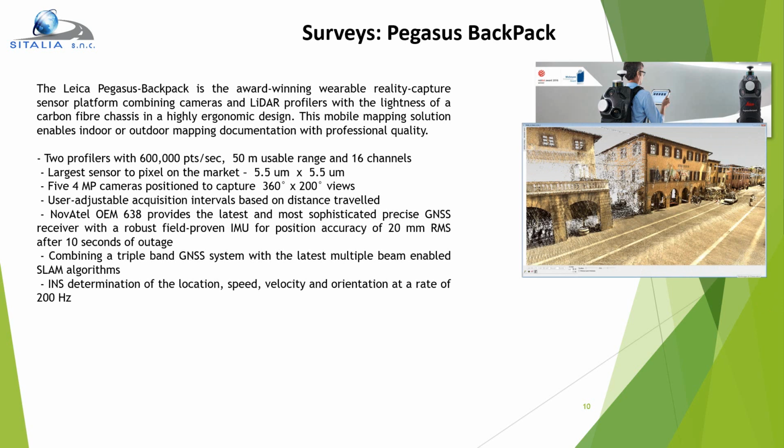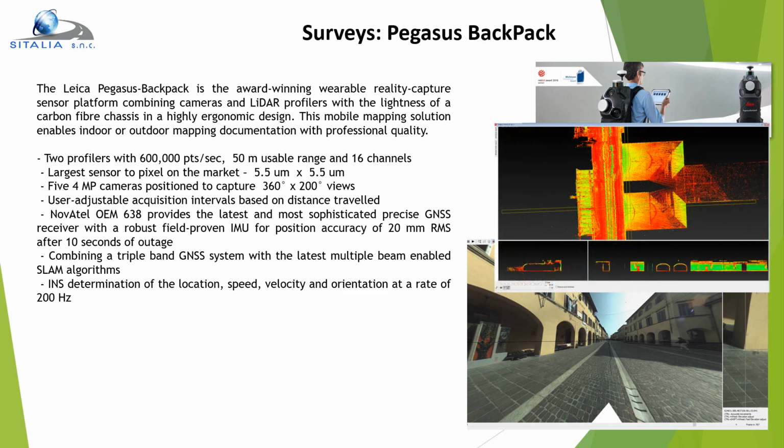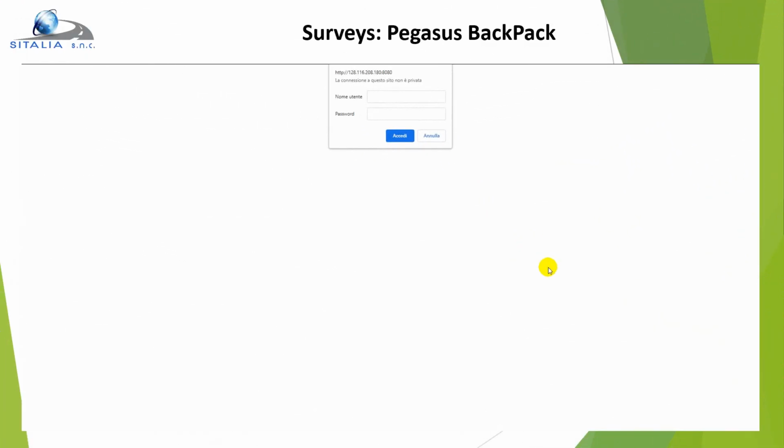So for example, this is a picture of the point cloud created using the Pegasus, and this is an example of a spheric image that the user can see to define the position of objects, to do the geometrization of objects. Using the software, it is always possible to make sections with the point cloud. Now I want to jump directly to the video.